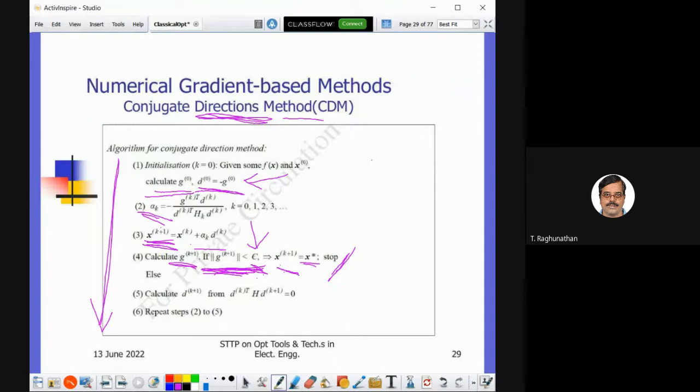Otherwise, if the gradient at that point is not small enough, then you calculate the next direction from the definition of conjugate directions.